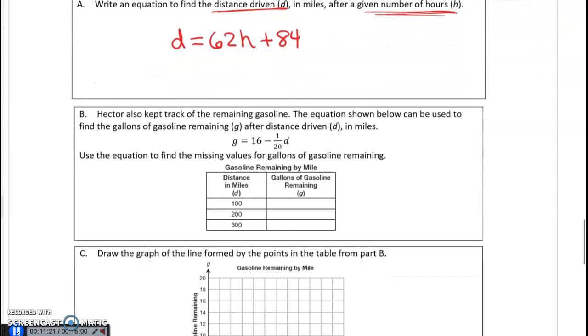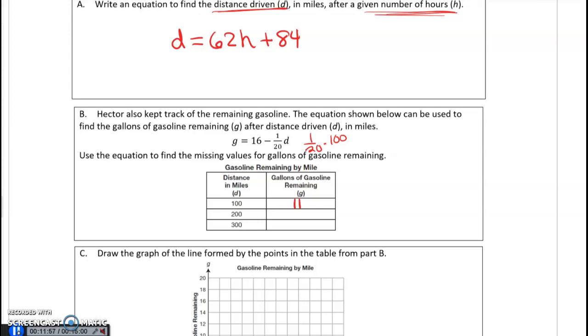All right, so if I keep going here, now they're giving me another equation that's representing Hector keeping track of the remaining gas. They're saying the gas is equal to 16 minus 1/20th of the distance. So I'm just basically going to use my chart here to figure this out. When d is 100, if I plug that in, 1/20th times 100 would give me 5. Then I would do 16 minus 5 to get 11.